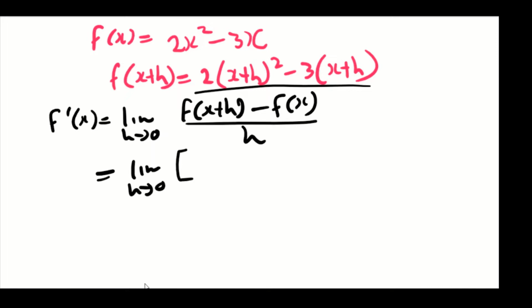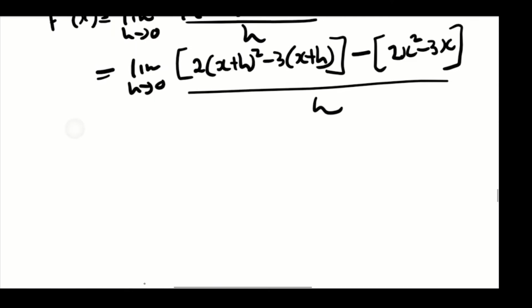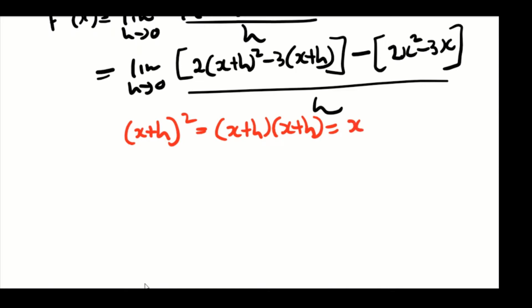Substitute, so it's going to be inside this, so it's 2 into x plus h squared minus 3 into x plus h. Minus our f of x, which is 2x squared minus 3x, right, divided by h. Okay, so please note we've been doing this quite a long while. This is equal to x plus h, and x plus h equals x squared plus 2xh plus h squared, right? So we're just going to substitute that.